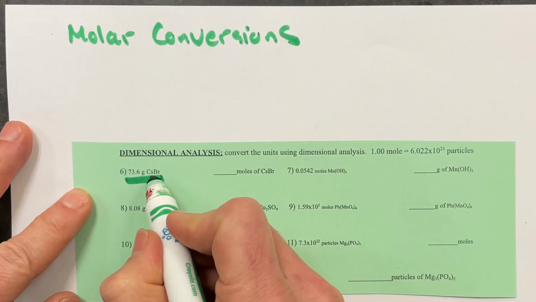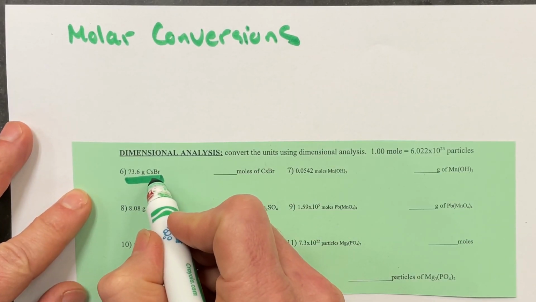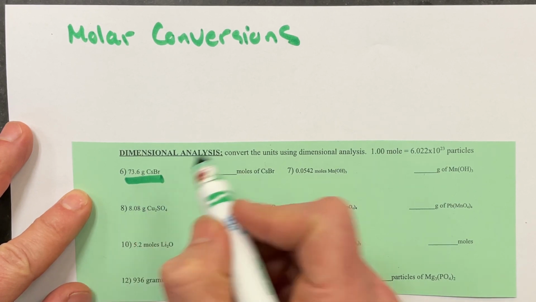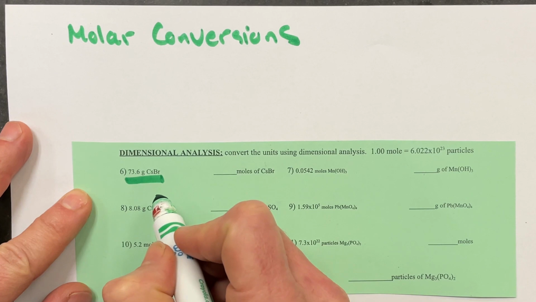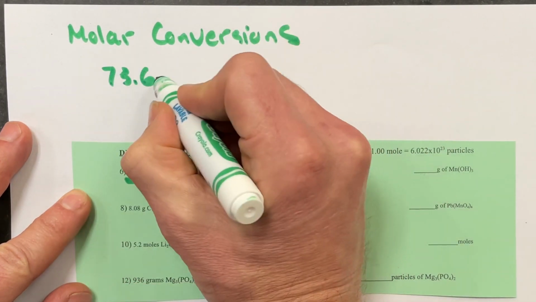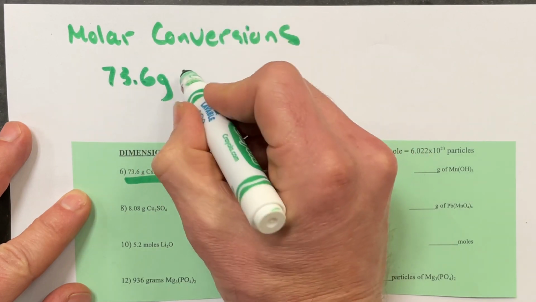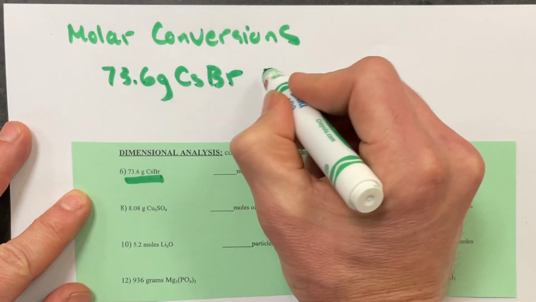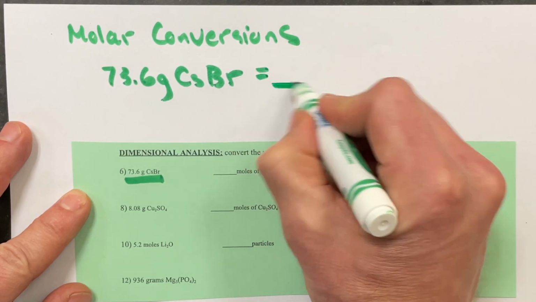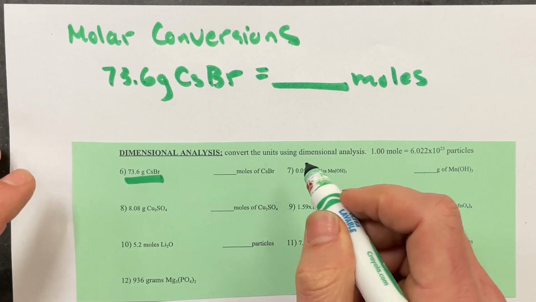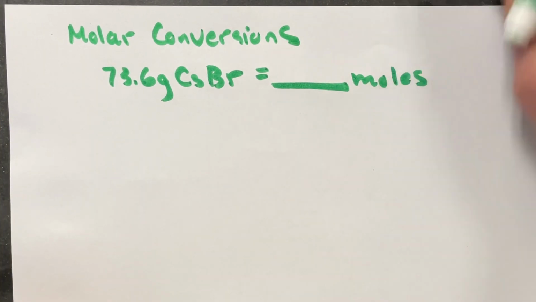And if you'd like to see how to find the molar mass of that, you can check out the video that we just did. Hopefully that'll be on the side, but you can learn about how to find molar mass of cesium bromide. So we have 73.6 grams of cesium bromide, and we're trying to find out how many moles that is. Okay, let me slide this out of here. So you will need your periodic table.